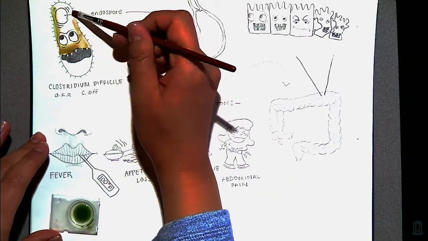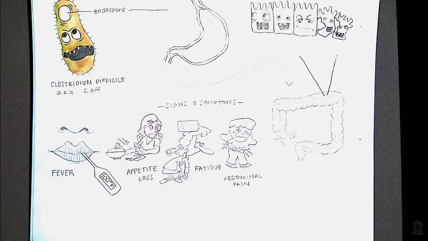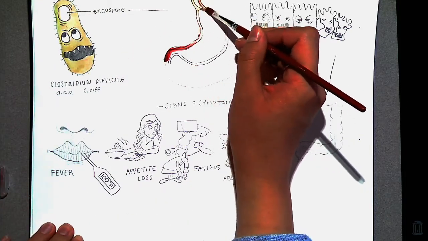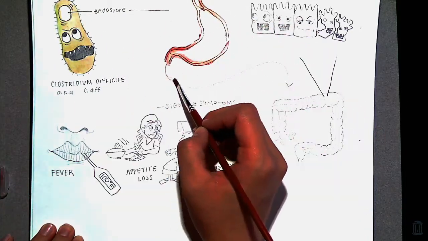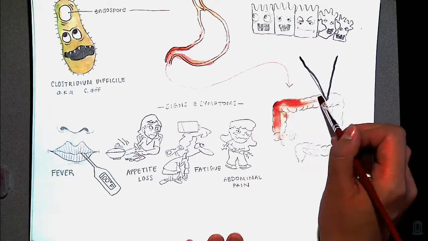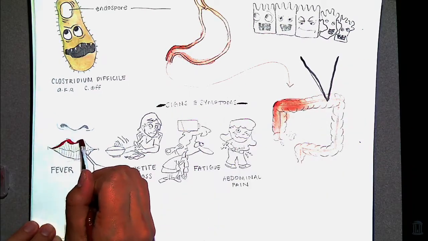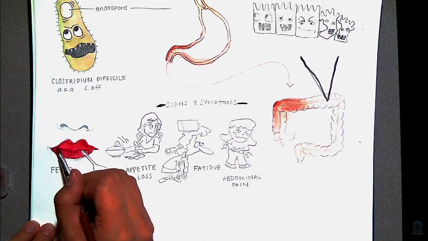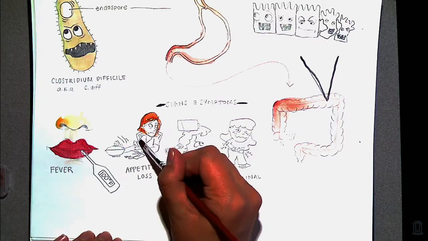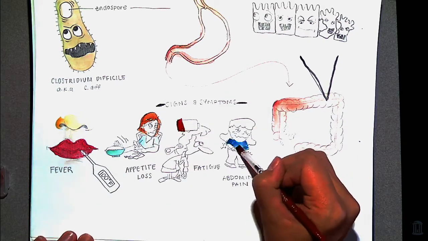Let's first begin talking about C. diff. Yes, Clostridium difficile. C. diff has endospores that survive the pH of the stomach and eventually end up in the large intestines, causing a disruption in the microbiome. Signs and symptoms are diarrhea, fever, appetite loss, fatigue, and abdominal pain.